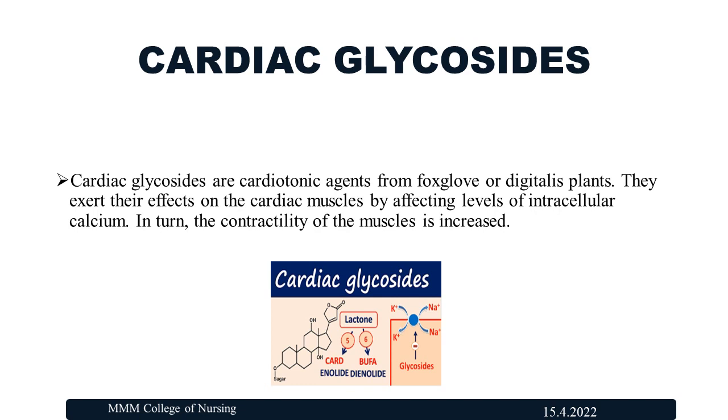Now we'll see cardiac glycosides. Cardiac glycosides are cardiotonic agents from foxglove or digitalis plants. They exert their effects on the cardiac muscles by affecting the levels of intracellular calcium, which in turn increases the contractility of muscles.